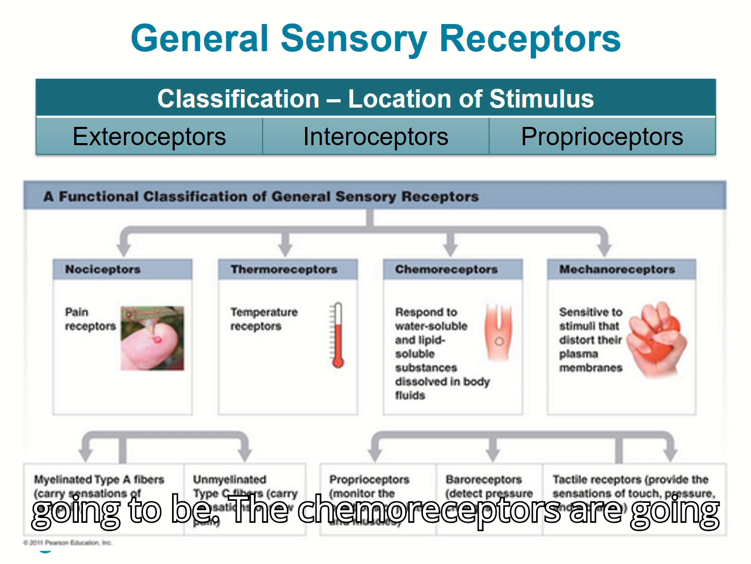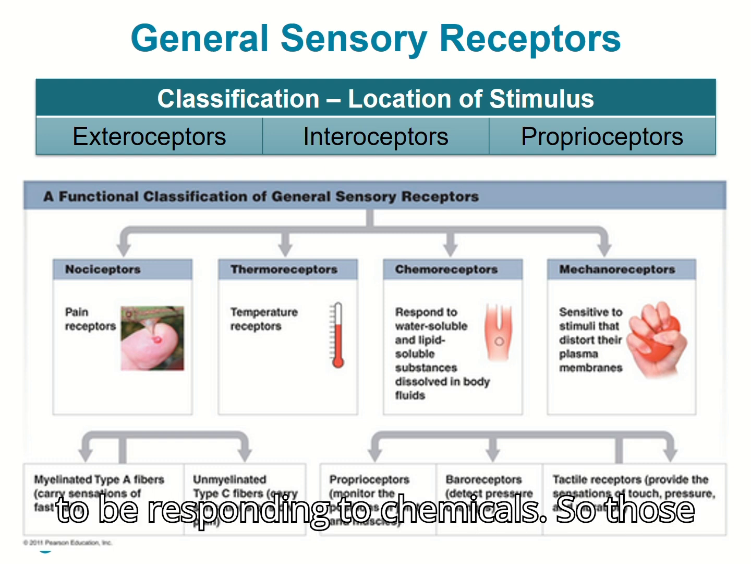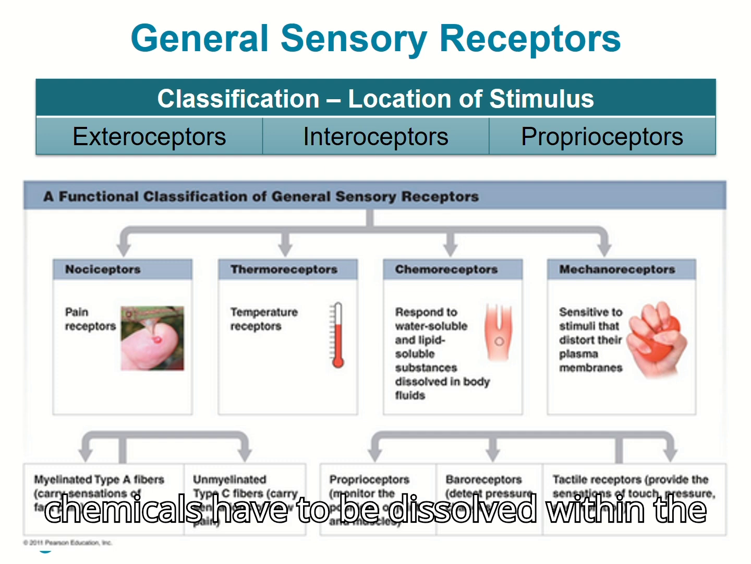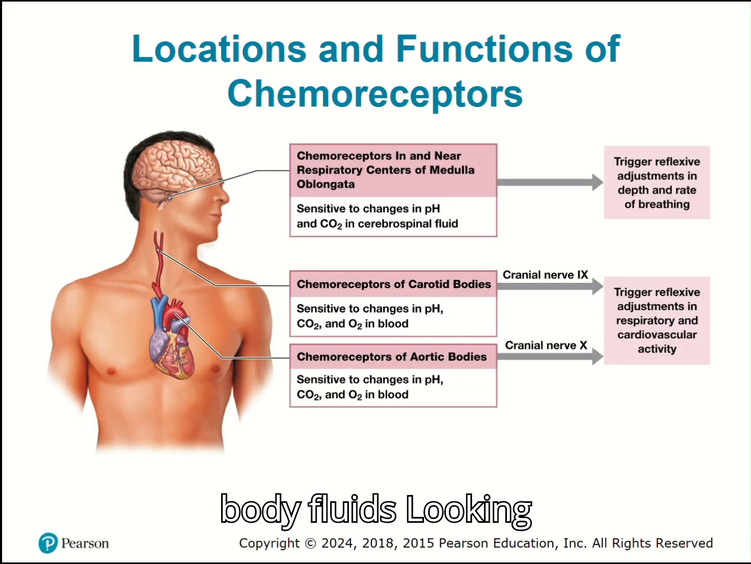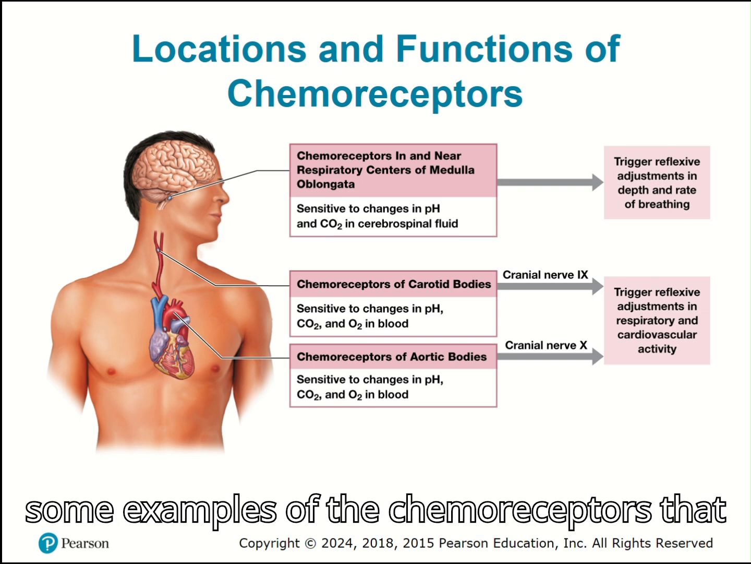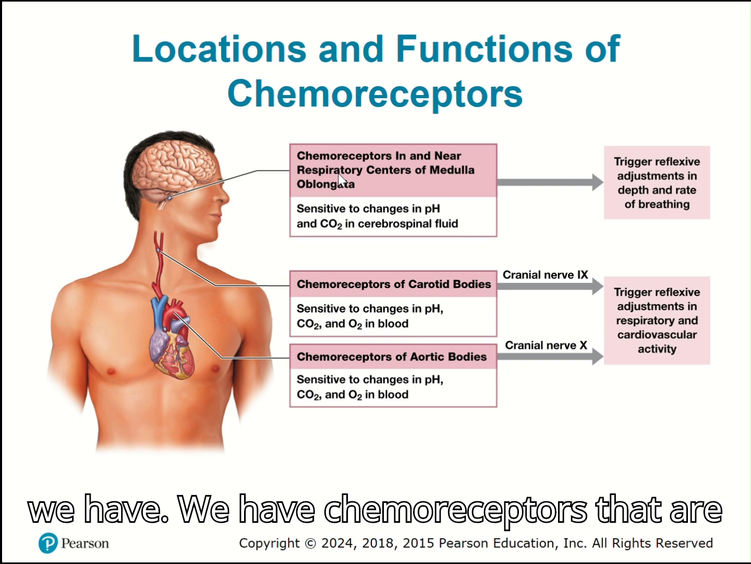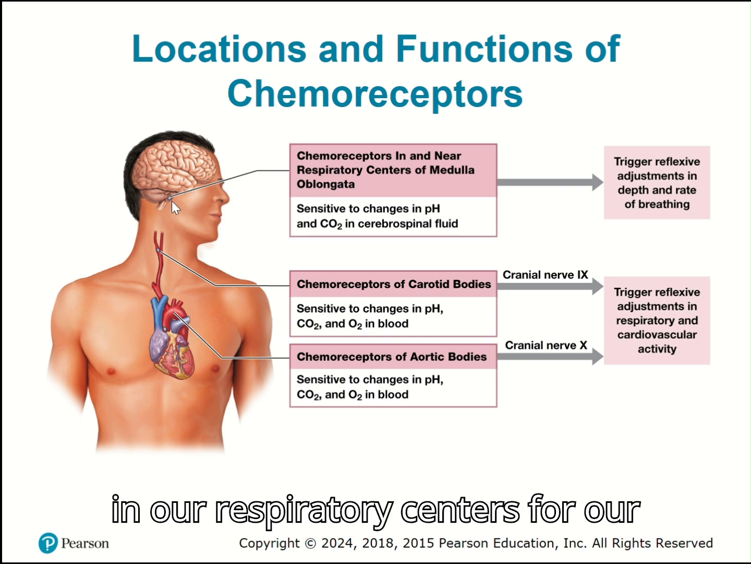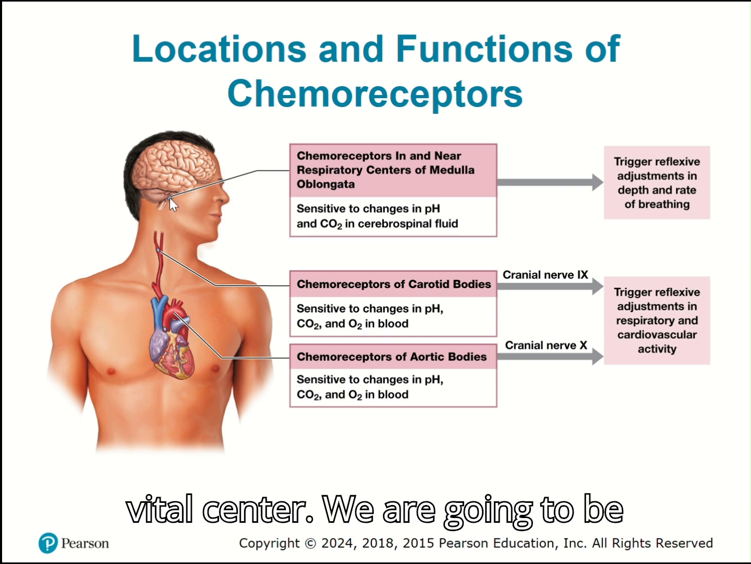The chemoreceptors are going to be responding to chemicals. Those chemicals have to be dissolved within the body fluids. Looking specifically at chemoreceptors, here are some examples of the chemoreceptors that we have. We have chemoreceptors in the respiratory centers of our medulla oblongata. Remember, that was our vital center.